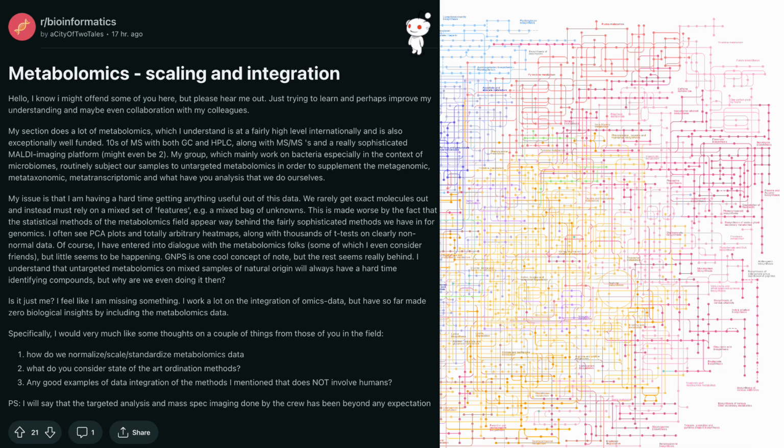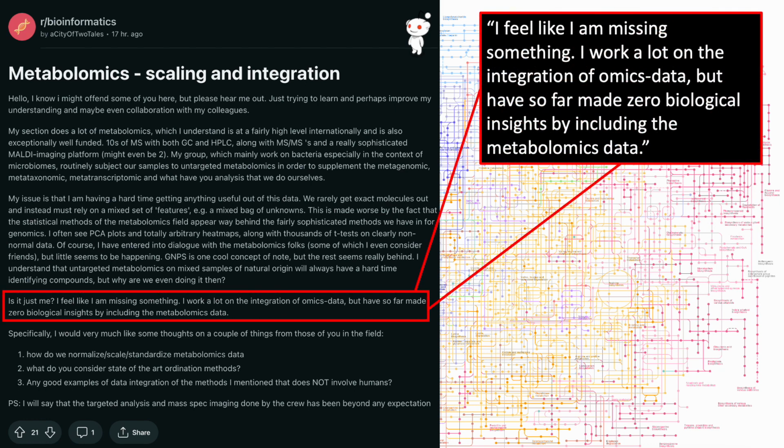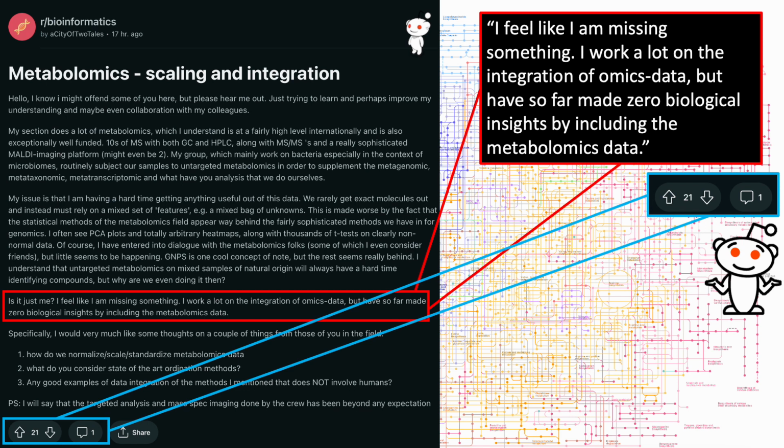In case you can't read it, it says, "I feel like I'm missing something. I work a lot on the integration of omics data, but have so far made zero biological insights by including the metabolomics data." Despite the fact that the thread got high visibility, there was very little offered in the way of actual solutions. Fortunately, that's what I'm here to talk about today.